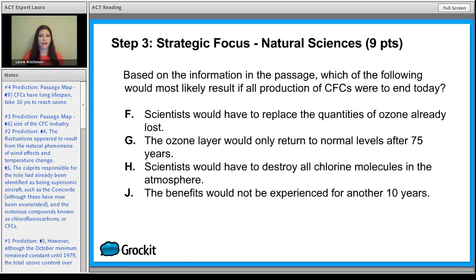Not in paragraph 9, and the benefits would not be experienced for another 10 years. True story, because if it takes them 10 years to reach the ozone, that's the delay that is part of the process. Because it travels, it takes a while for it to actually show impact. So 10 years span, that's exactly what we're looking for.